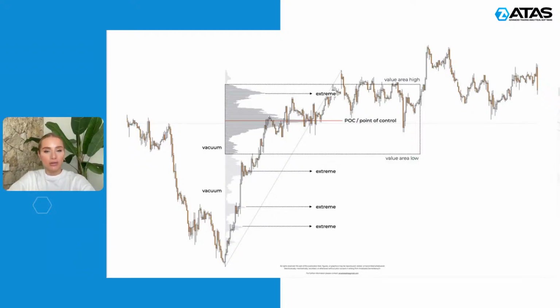So the key elements include the POC, the point of control, the price level where the highest traded volume occurred in that specific period of time, like for example, during the day, during the week, or during the month. Value area, so VA, the range of prices around the point of control that typically covers 70% of the total volume. And this percentage can be adjusted, but 70% is the default. And accordingly, we have value area high and value area low, which mark the upper and the lower bounds of where most trading happened, so the value area boundaries.